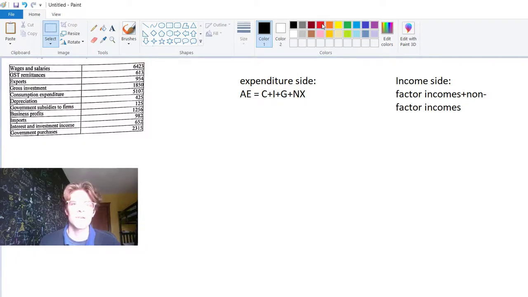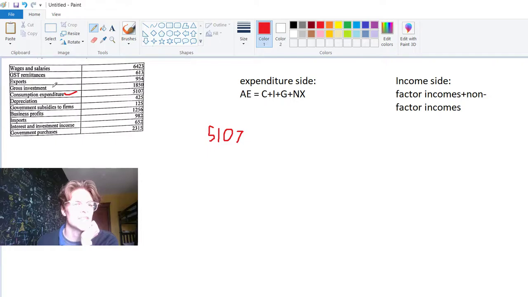Let's pick red for expenditure. So consumption expenditure is obviously C. From the expenditure side, we have 5107, and all of these variables are only going to be used once. I'll check them off over here. Okay, and then investment.